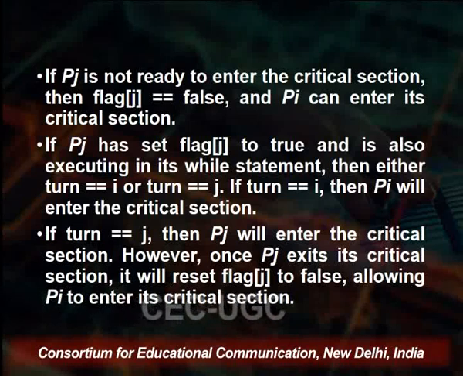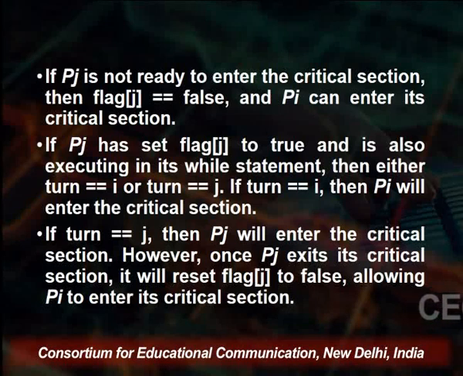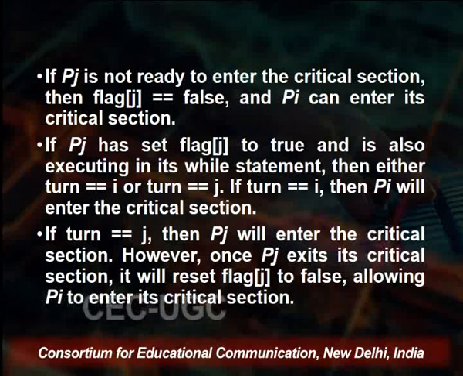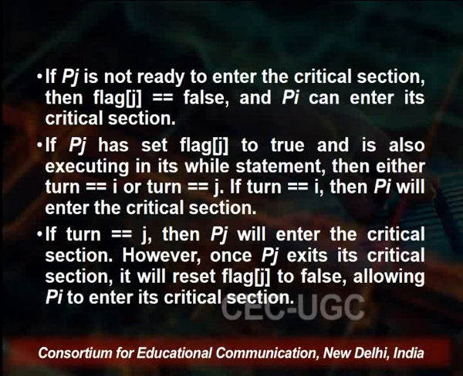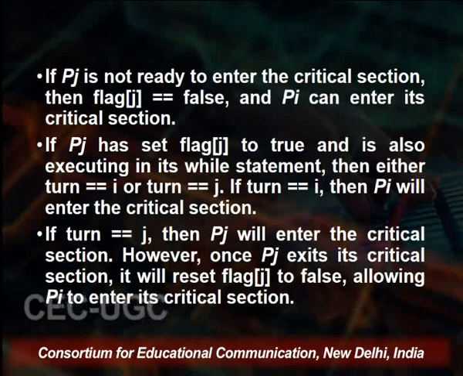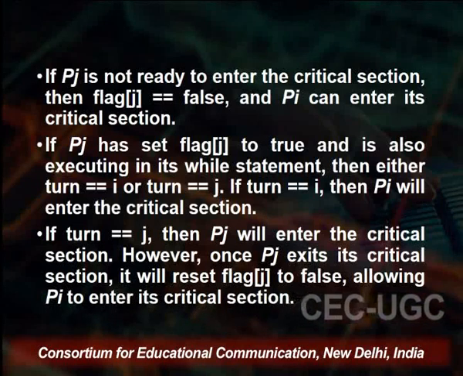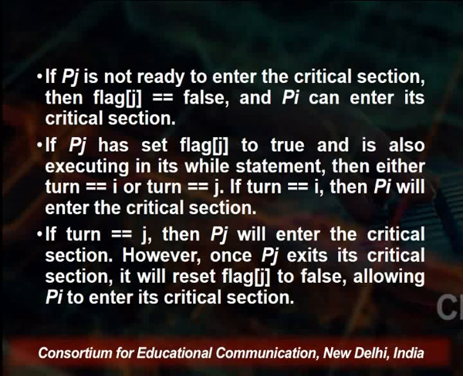If Pj has set the value of flag j to true, that is, Pj is ready to be executed and is also executing in the while statement, then either turn is equal to i or turn is equal to j. If turn is equal to i, then Pi will enter the critical section. If turn is equal to j, then Pj will enter the critical section.